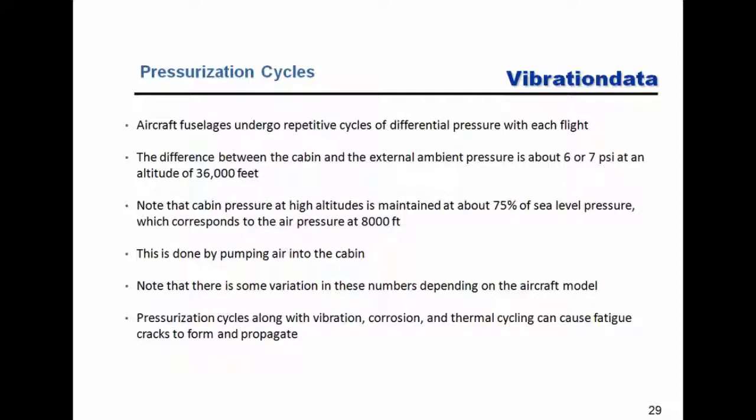Aircraft fuselages undergo a repetitive cycle of differential pressure with each flight. The difference between the cabin and the external ambient pressure is about 6 or 7 psi at an altitude of 36,000 feet. Note that the cabin pressure at high altitudes is maintained at about 75% of the sea level pressure, which corresponds to the air pressure at about 8,000 feet.